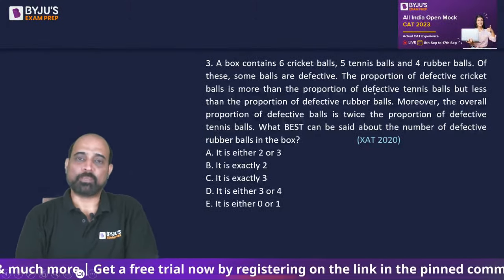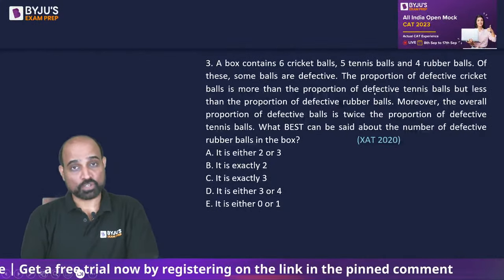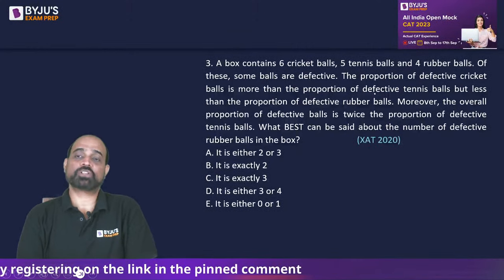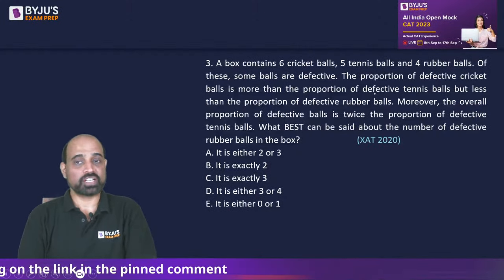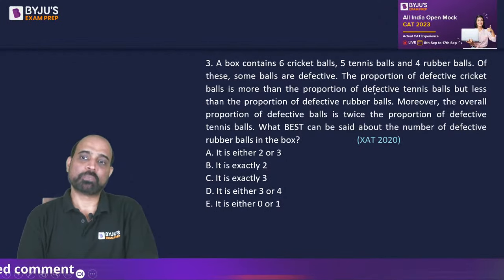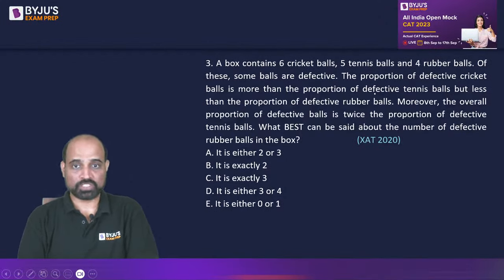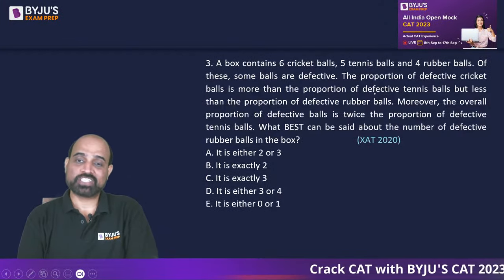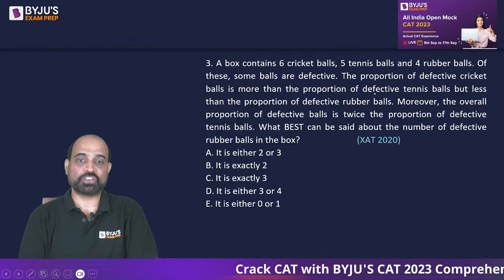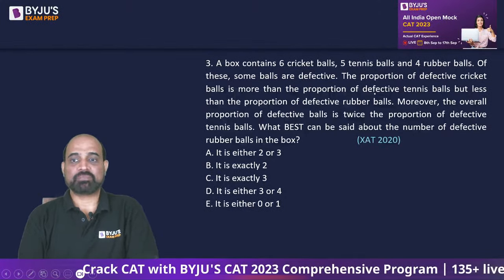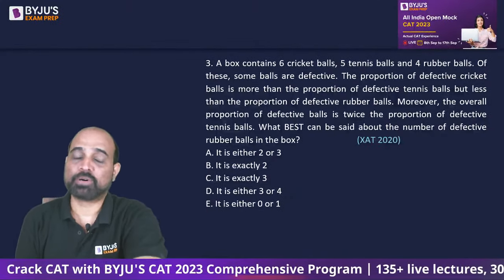Third, a box contains, now this is a question from XAT. A box contains 6 cricket balls, 5 tennis balls and 4 rubber balls. Of these, some balls are defective. The proportion of defective cricket balls is more than the proportion of defective tennis balls, but less than the proportion of defective rubber balls. Moreover, the overall proportion of defective balls is twice the proportion of defective tennis balls. What best can be said about the number of defective rubber balls in the box?